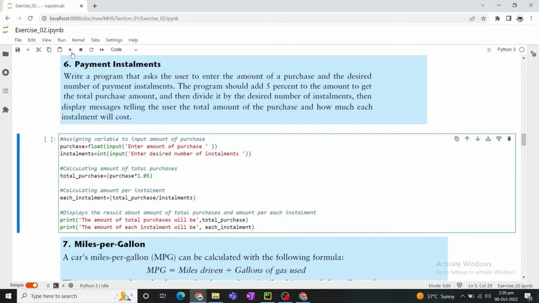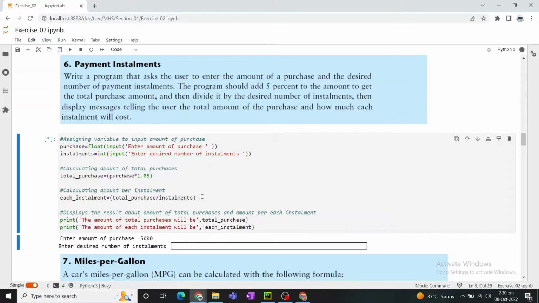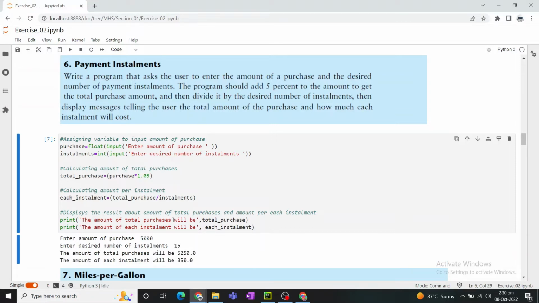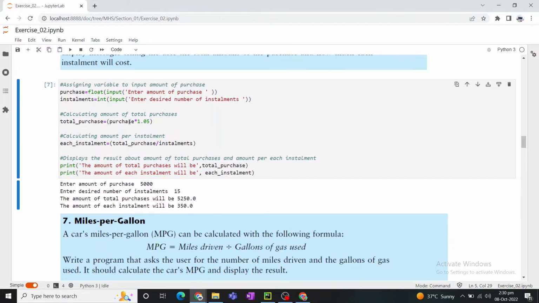So let's run and check. It is also a simple program. Enter the amount of purchase, let's say $5,000 or 5,000 rupees, and we wish to pay this in 15 monthly installments, or annual installments, whatever. You can see each installment will be $350 or 350 rupees, and the total amount of the purchase will be 5250. So when we enter the amount, initially it gets multiplied by the 1.05 factor, that is the 5% added to the amount that we purchased.